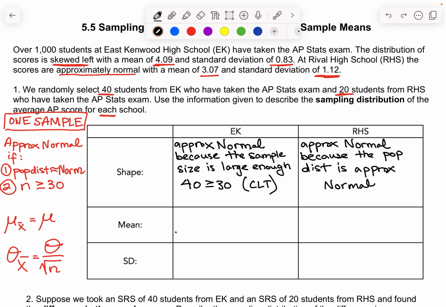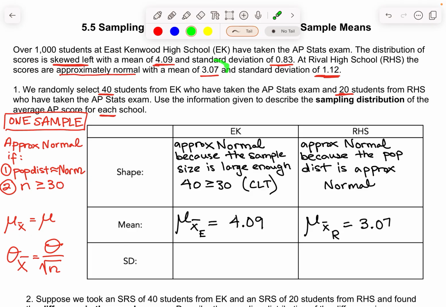Okay, what is the mean of the sampling distribution for EK? Well, it's just going to be equal to 4.09. That is the parameter given to us up there. What is the mean of the sampling distribution for RHS? Well, it's just going to be equal to 3.07. Again, that's the parameter. It was given to us right there.